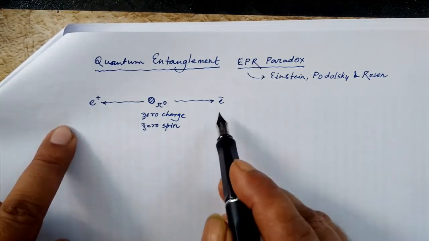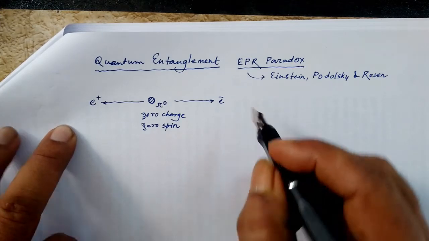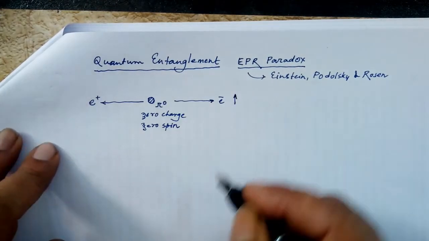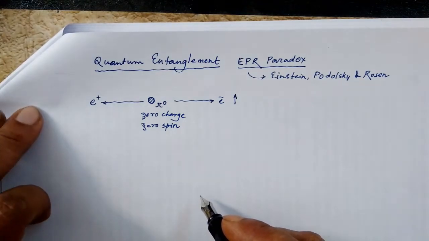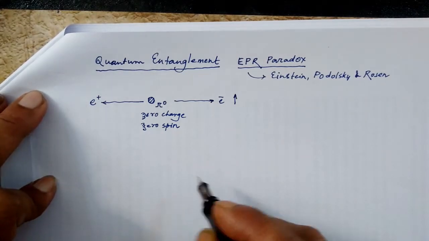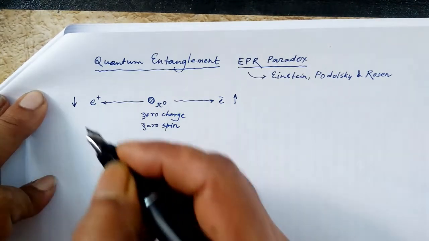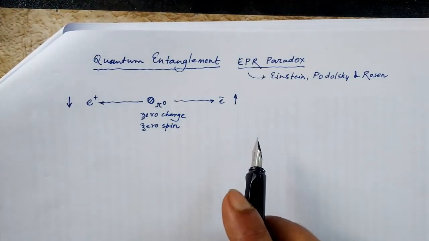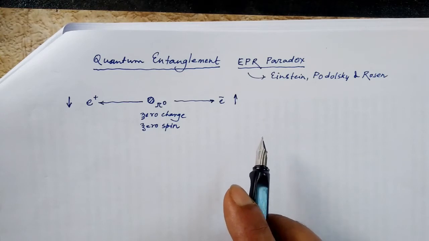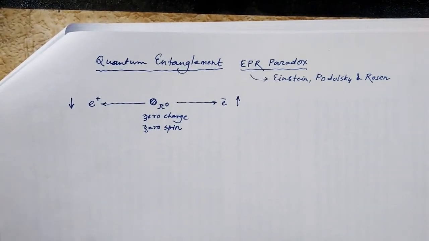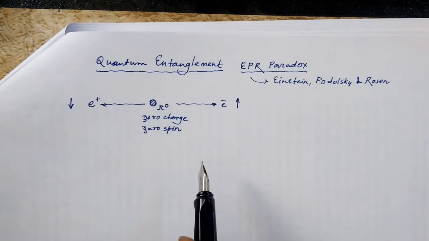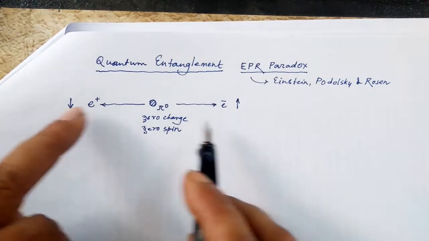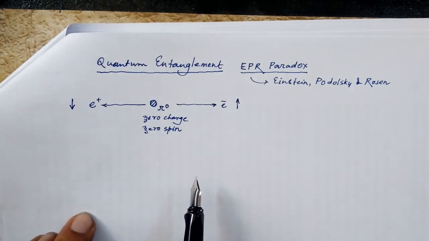So if we measure the electron spin to be up, then we know that the positron spin must be down, and vice versa. So there is no problem in there. Electron and positron are separating rapidly in opposite directions, and this again is the conservation of linear momentum.